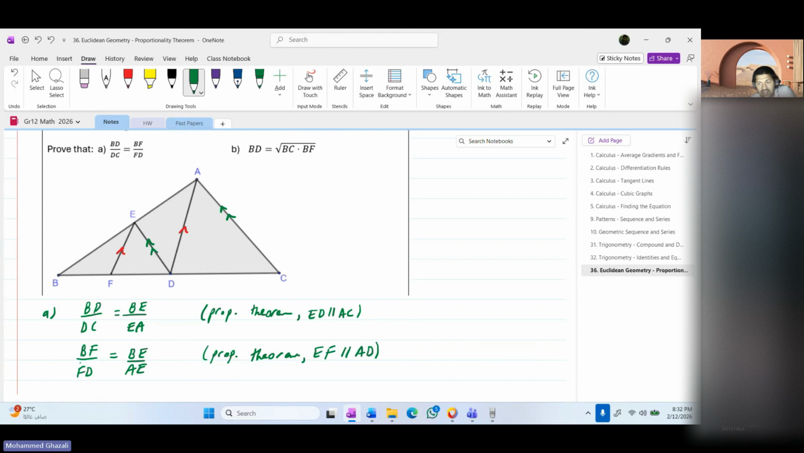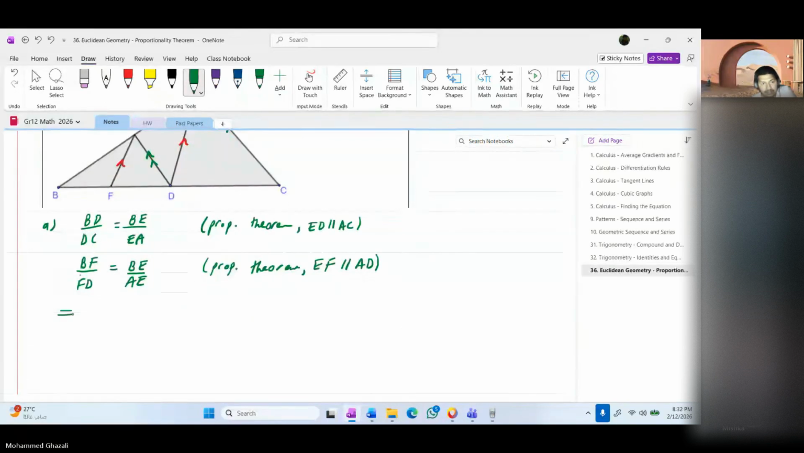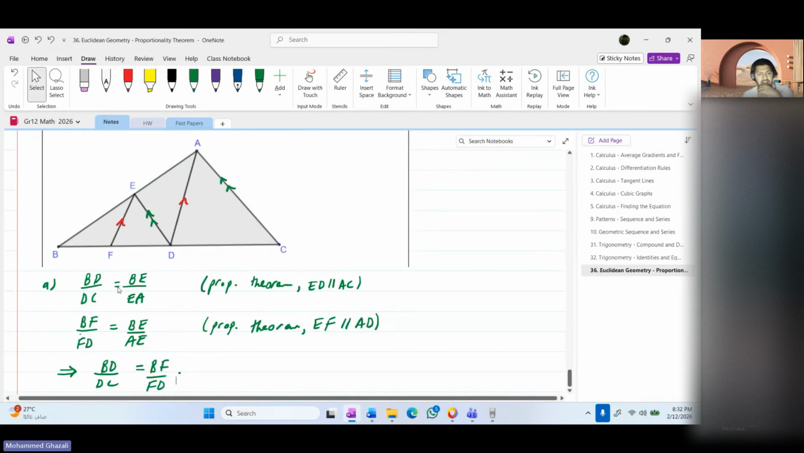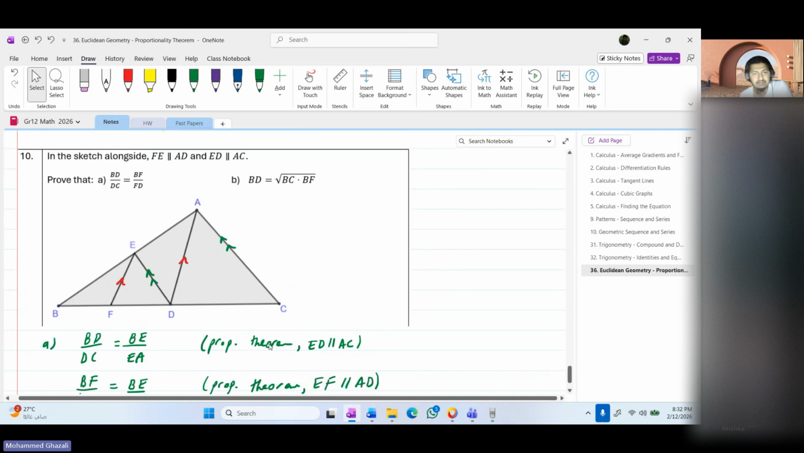So what does this imply? This one cancels out. BD to DC is equal to BF to FD. That's it. You can clearly see that this is equivalent to this. All the ratios are equivalent, so obviously the first and second will be equivalent. Now let's try to get the next one.